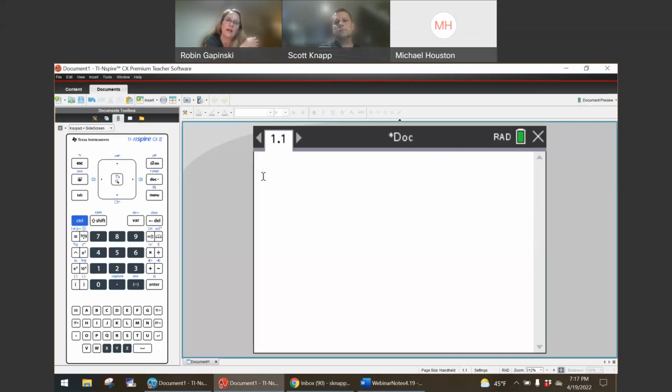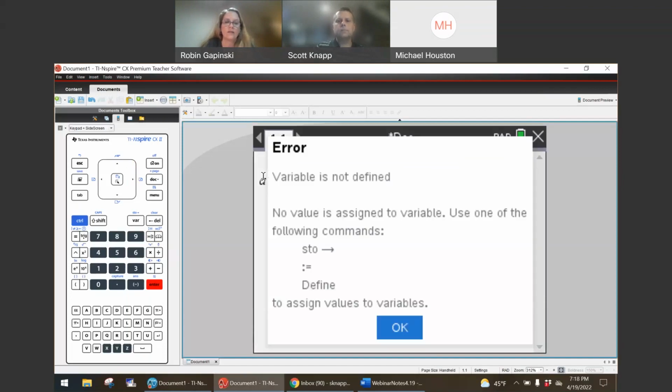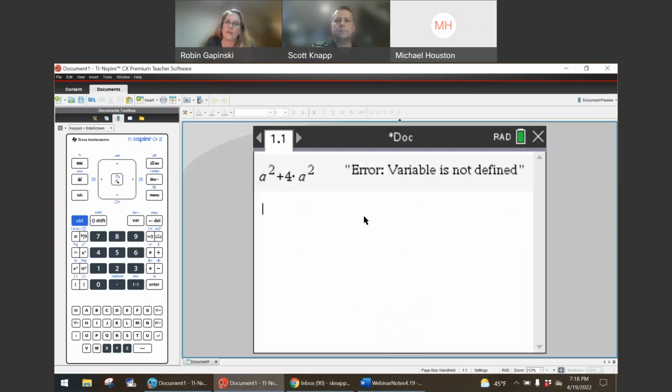Can you go ahead and type in a squared plus 4a squared? Sure. And let's see what the non-CAS shows us. This is what's beautiful about the Nspire in general. It's very specific in telling you an error message and why something doesn't work. It's saying that no value is assigned to the variable. So it'll evaluate an expression if you define that variable, but it cannot do symbolic manipulation like the CAS can, or the CX CAS, I'm sorry.